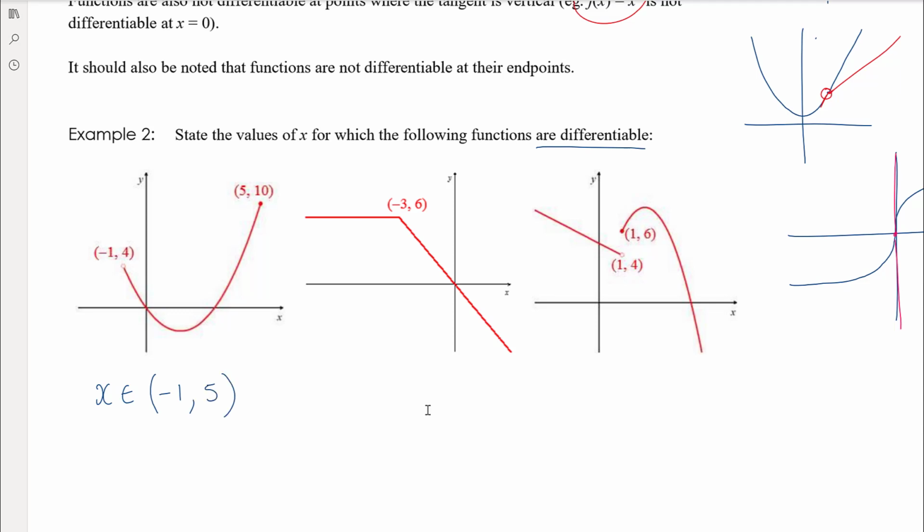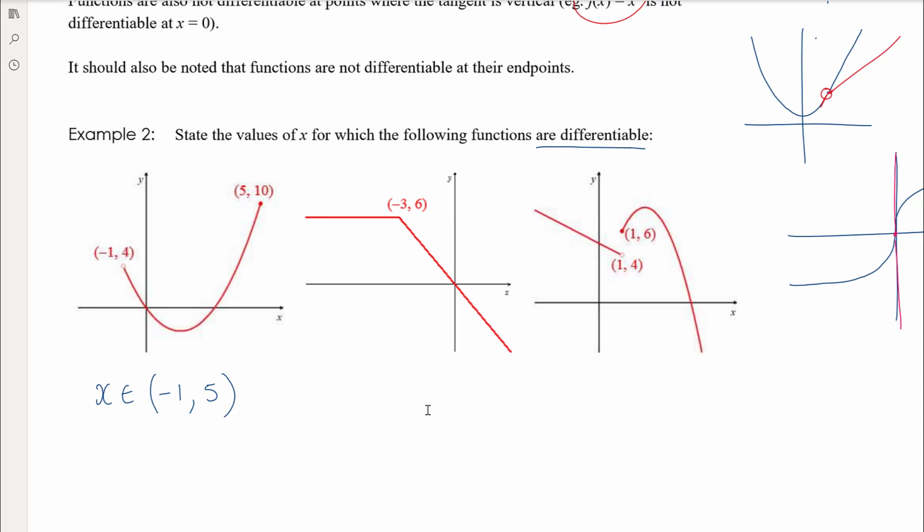So again, we're not differentiable at 5 because it's not technically continuous at 5 because we don't know what's happening after here. Again, thinking about if I asked you to draw a tangent when x equals 5, well, we don't know what's going to happen because we don't know what's happening after here. Okay, so the domain of that function, it will be worth noting, is -1 to 5, including 5, but the function is not differentiable at 5.